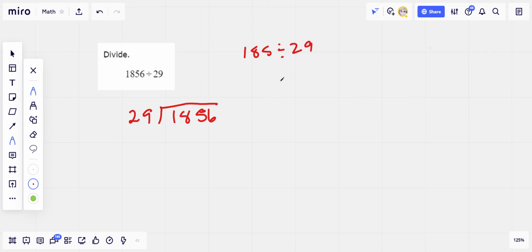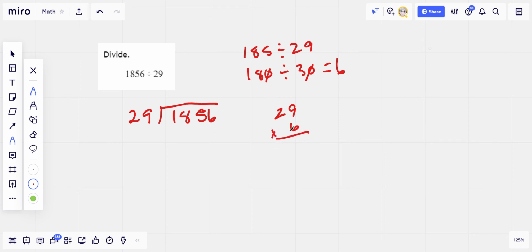And let's just make these numbers easier. We'll round this to 180, and we'll round this up to 30. And this I can see already. We can cross off both those zeros, and it's 18 divided by 3, so that equals 6. So what this means is there's probably pretty close to 6 29s in 185. But let's go ahead and test that by multiplying it out.